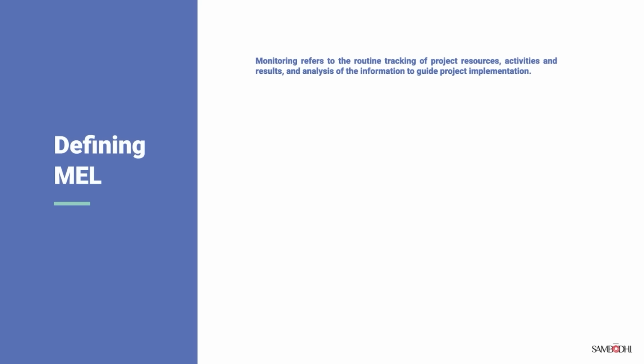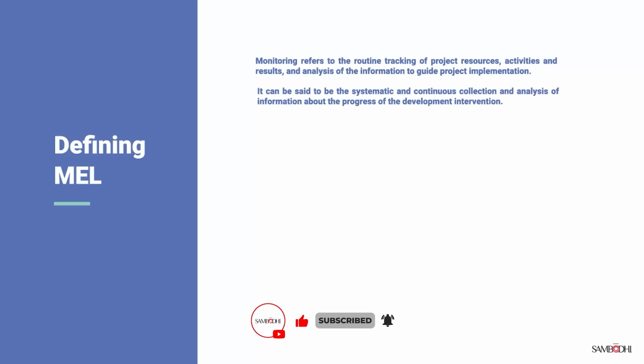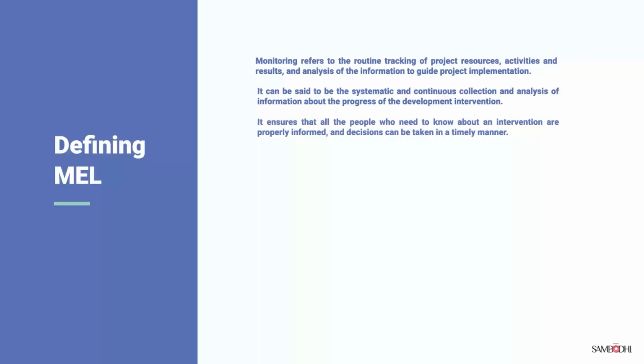M stands for monitoring in the MEL process. It refers to the routine tracking of project resources, activities, and results, and the analysis of the information to guide project implementation. It can be said to be the systematic and continuous collection and analysis of information about the progress of development intervention. Monitoring ensures that all the people who need to know about the intervention are properly informed and decisions can be taken in a timely manner.